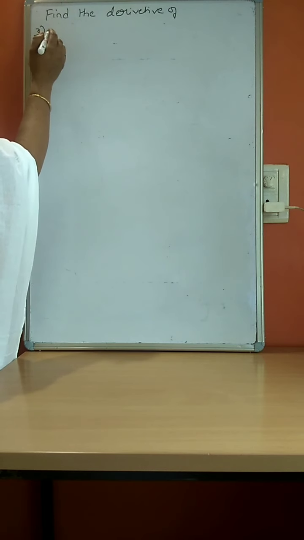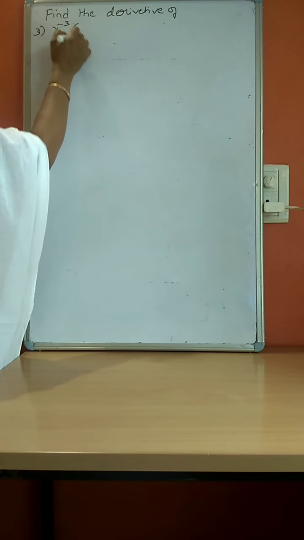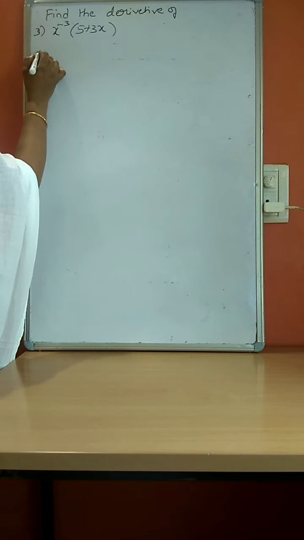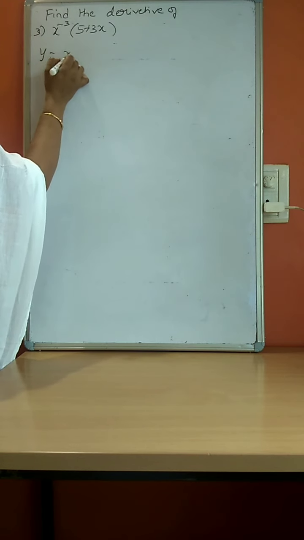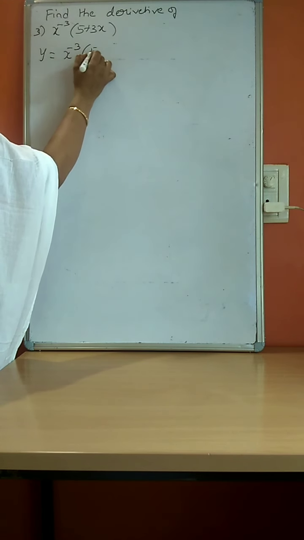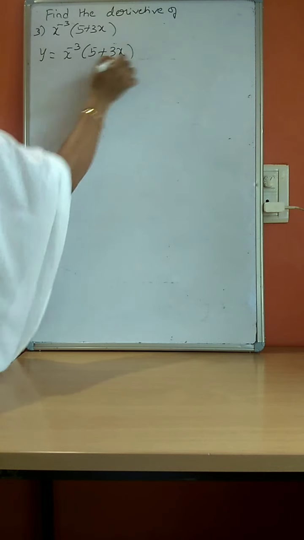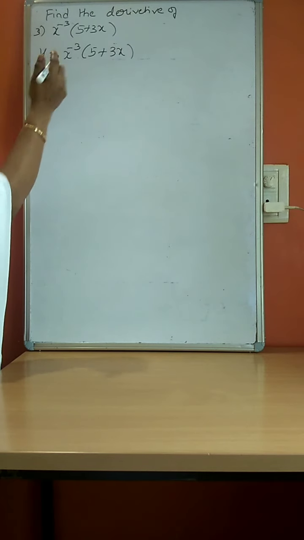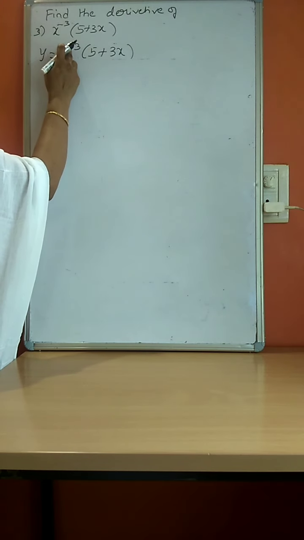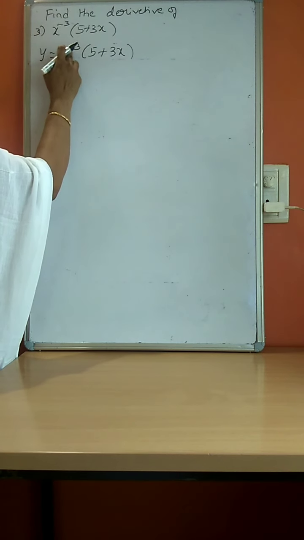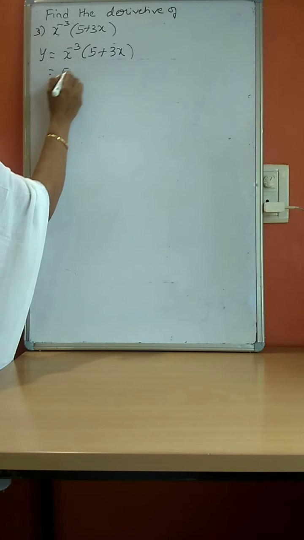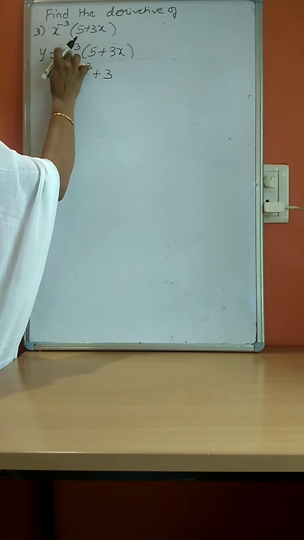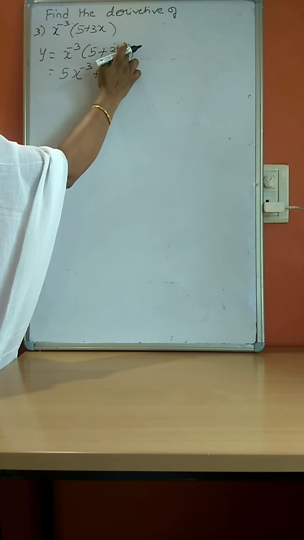Third one: x to the power of minus 3 into 5 plus 3x. y is equal to x to the power of minus 3 into 5 plus, whatever is given, just write down. After that, see here what is there? x to the power of minus 3 into 5 is 5 into x to the power of minus 3, plus 3 into, here x to the power of minus 3 is there, here x to the power of 1 is there.